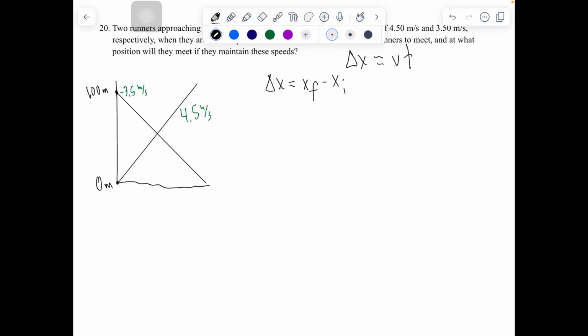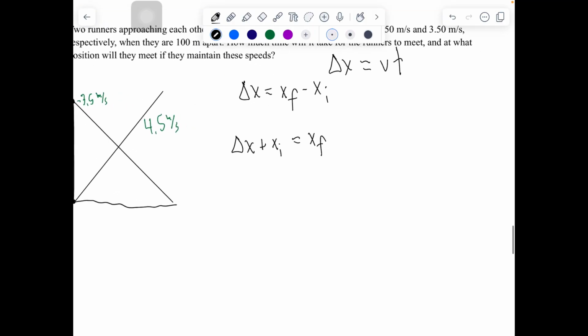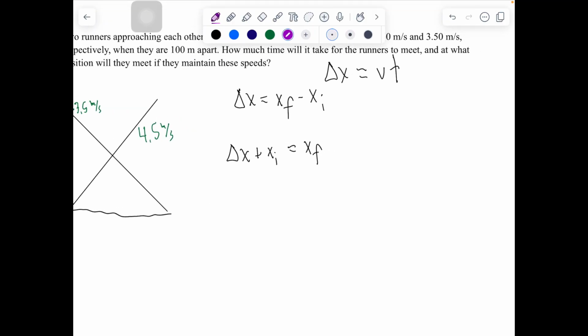If we rearrange this, what we see is that the change in position plus your initial position is just going to equal your final position. So the position we're looking for is that final position. We can substitute in velocity and time for your displacement. And then we can say, well, velocity times time plus your initial position gives you your final position.